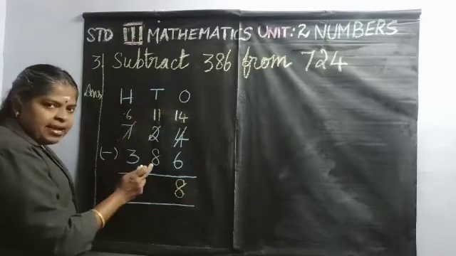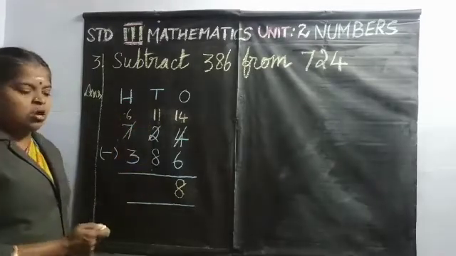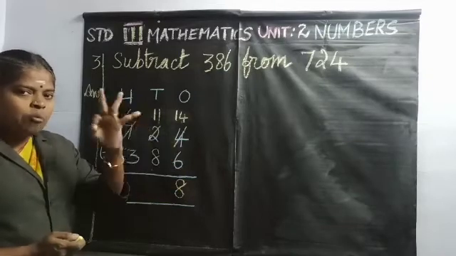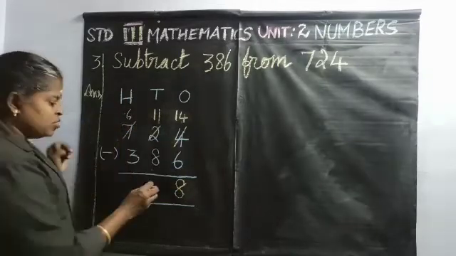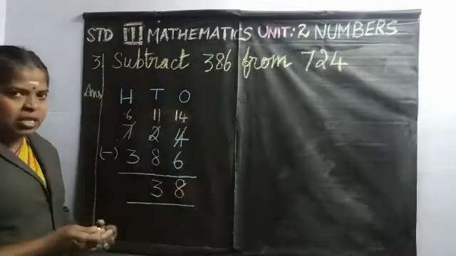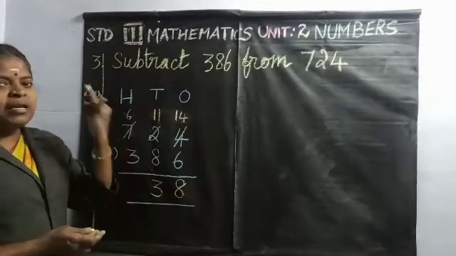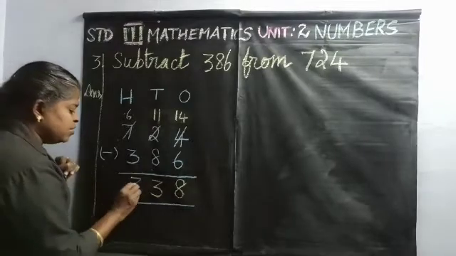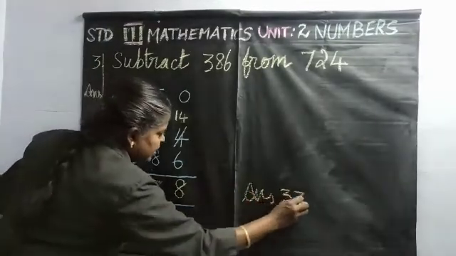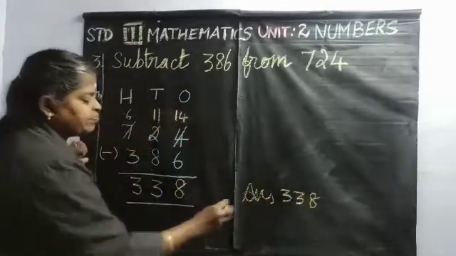11 minus 8. After 8 you have to start: 9, 10, 11. How many fingers are there? 3 fingers. So we can write 3. 6 minus 3. After 3: 4, 5, 6. So we can write 3. So the answer is 338.